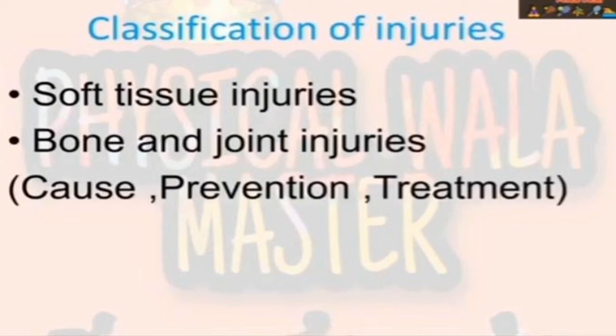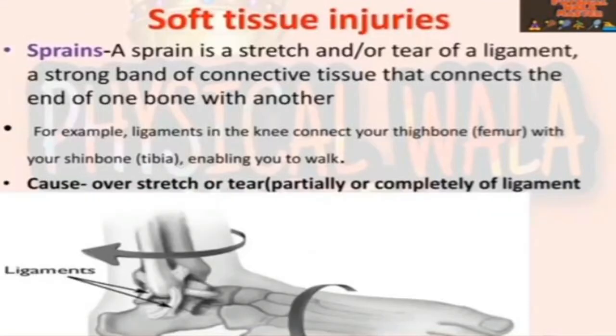Sports injuries can be classified as soft tissue injuries, bone injuries, and joint injuries. In which, first we are going to study the soft tissue injury. There are the following types of soft tissue injuries: contusion, strain, sprain, abrasion, bruises. So we'll start with contusion.